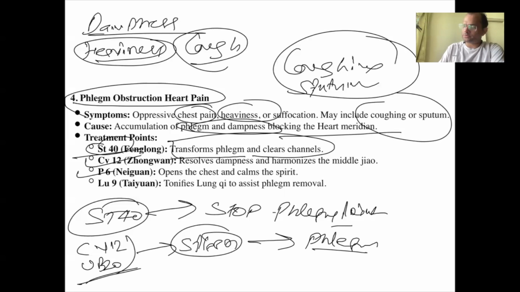Then we are taking Pericardium 6 for the chest cavity. It is the distal point of the chest, which calms down the spirit. And we can take Lung 9. Lung 9, right? Tonify or sedate depending on the condition. If there is chest pain, very acute chest pain, we can't tonify. But Lung 9 is a very good point for the lungs. It is the source point of the lung, because the person is having phlegm.